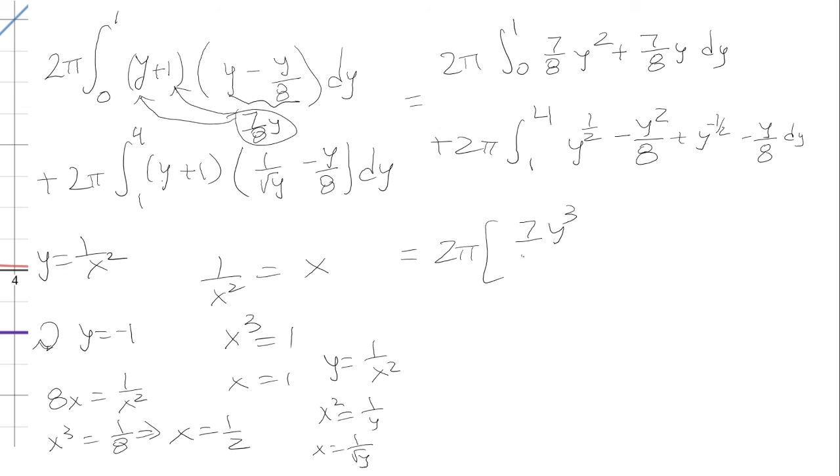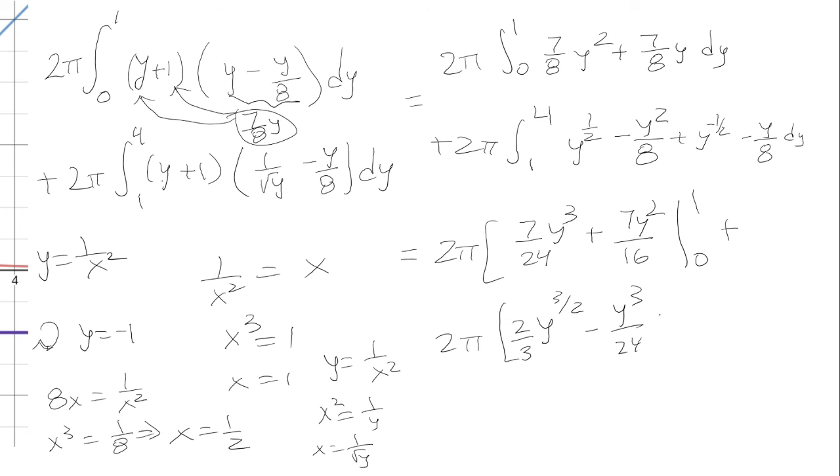So I have 7y cubed over 24 plus 7y squared over 16. And then we're going to evaluate it from 0 to 1. And then integrate the next one. So it's y to the 3/2 times 2/3 minus y cubed over 24 plus y to the 1/2 times 2 minus y squared over 16, going from 1 to 4. Okay, so when you plug everything in, you get 23 pi over 3 as your answer.